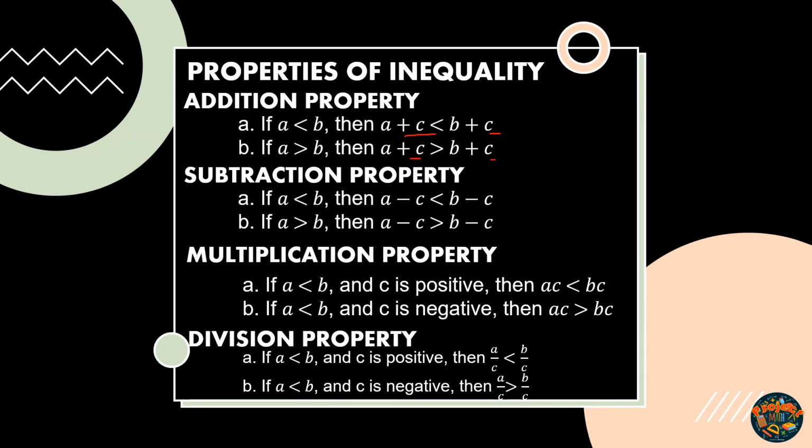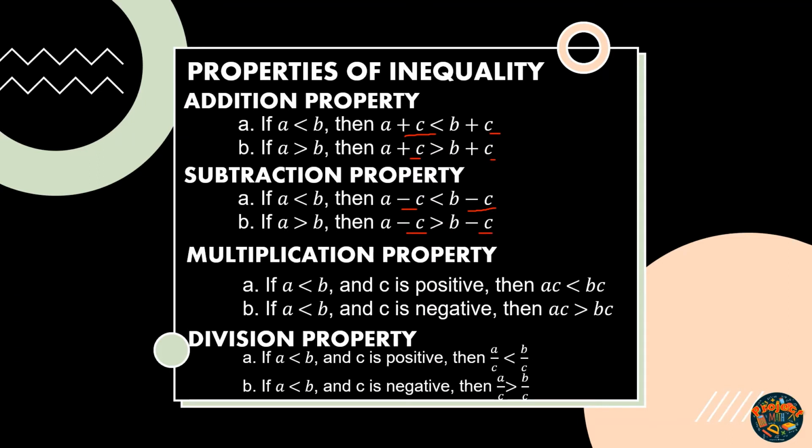For subtraction property, if A is less than B, then A minus C is less than B minus C. And if A is greater than B, then A minus C is greater than B minus C. As you observed, C is subtracted from both sides of the inequality.